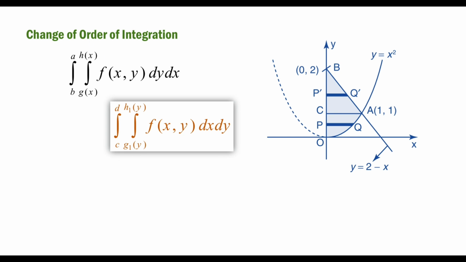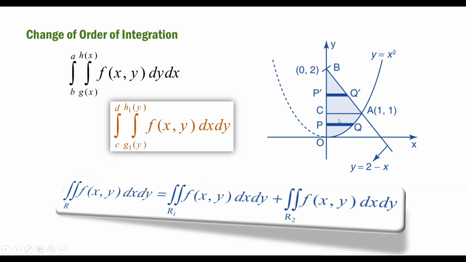For doing this, we need to identify the region of integration from the limits of the given double integral. Sometimes this region may split into two subregions when we change the order of integration, and the given double integral will be the sum of two double integrals.